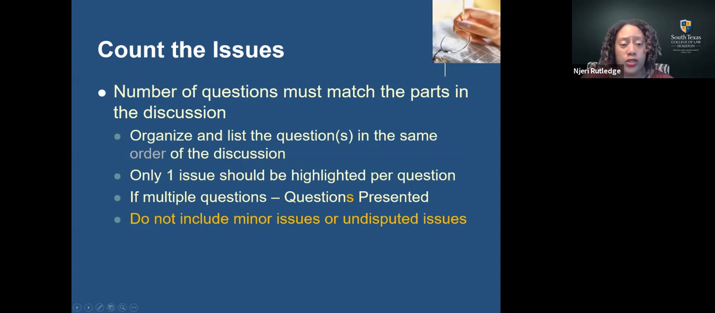The number of questions in your question presented section should match the number of issues that you're going to address in your discussion, not the number of elements. So if you have a cause of action with 4 elements, and only 2 elements are in dispute, then you have 2 issues, and I expect 2 questions presented. If you have multiple questions presented, don't forget to add a plural to question. You should never include minor issues, undisputed, or easily resolvable issues in your question presented. Your question presented really should let the reader know what the focal point of this document is. What are we fighting over?